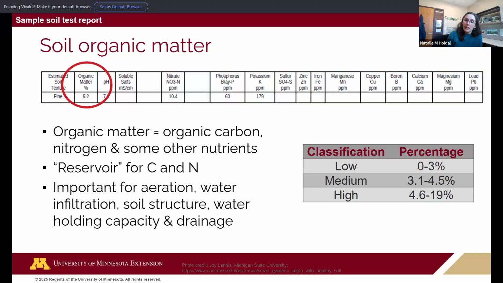In general, we have these classifications in Minnesota. In a Minnesota soil, low organic matter would be less than 3, medium would be 3 to 4.5, and high would be over 4.5. But there's a big caveat there that it really depends on your soil texture. 3% organic matter in a sandy soil would actually be pretty good. Again, there are fewer places for organic matter to stick and to bind in a sandy soil, so it's much harder to build organic matter in sand. In a clay soil, 3 might be kind of low. So it really depends on your context.